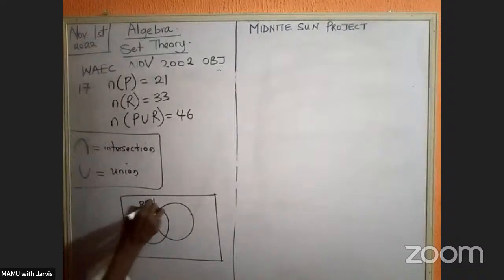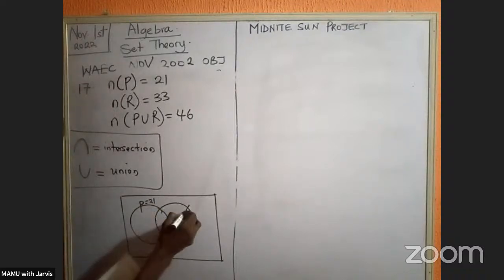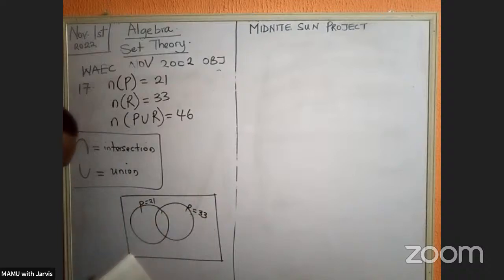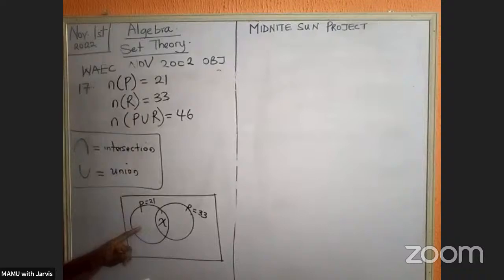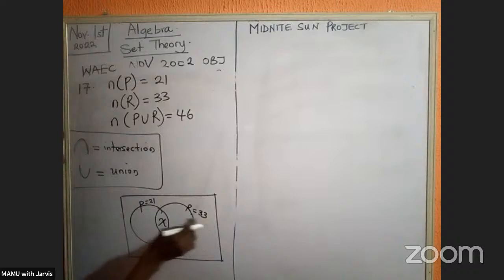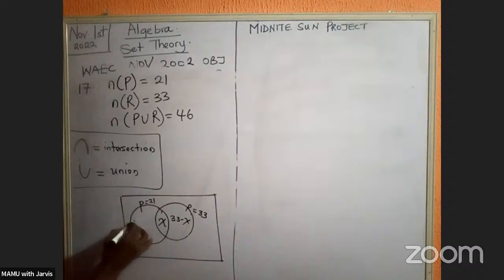P, which is 21. This is R, which is 33. Now, the union of the set is not known to us. At the intersection of this, the union of this is what? 46. So if this is X, 33 minus X is what this space will be. Remember, we had said earlier that we do not double count. So this will be 21 minus X. Is that okay?